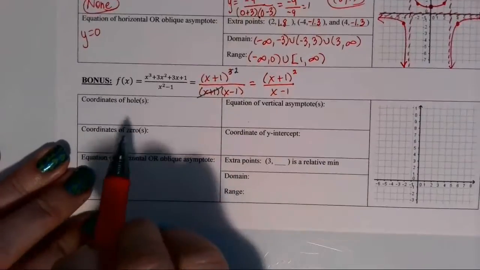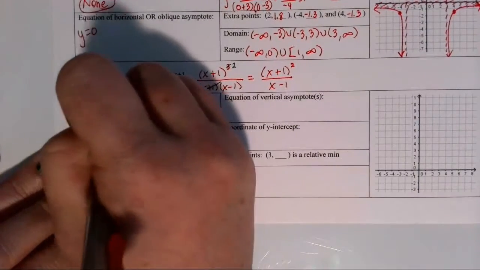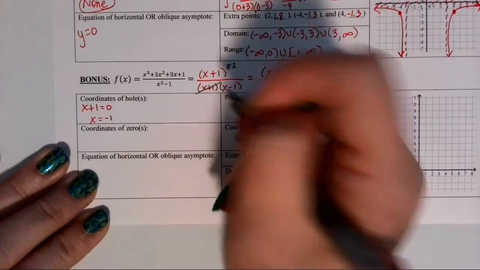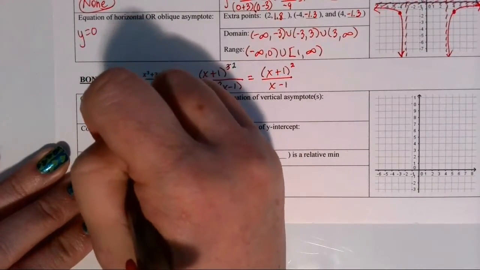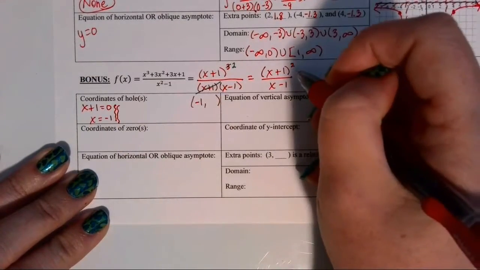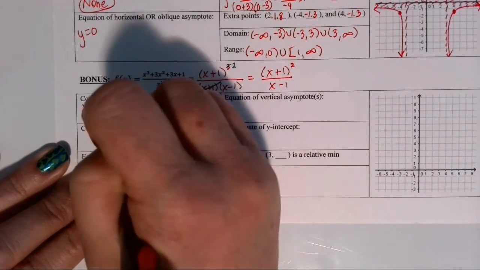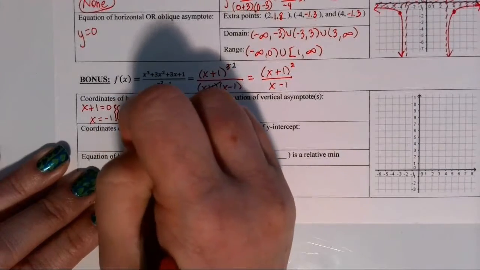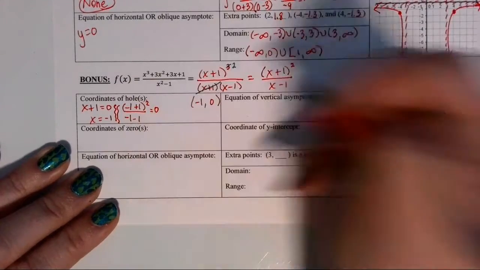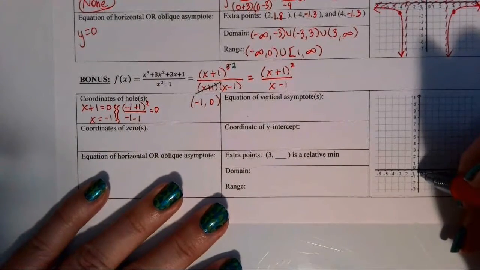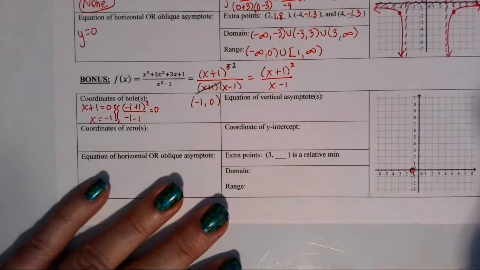So to find the coordinate of the hole, I set that canceled factor of x plus 1 equal to 0, subtract 1 from both sides, and x equals -1 is the x coordinate of my hole. Then I'm going to take that x equals -1 and substitute it back into my simplified form. So I have a -1 plus 1 quantity squared divided by -1 minus 1, and that's 0 squared divided by -2. 0 divided by anything is 0. So -1 comma 0 is going to be a hole in the graph.